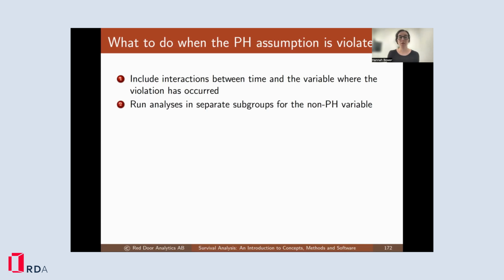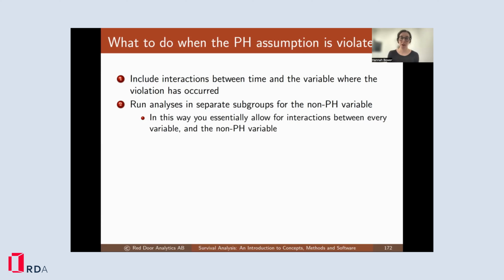Another thing that you could do is you could run analyses in separate subgroups for this non-proportional hazards variable. So you would make no assumption about the relationship between those two groups. So if we're looking at the grade variables, we would get hazard ratios for the hormonal therapy versus no hormonal therapy in those that had a grade 3 cancer and those that did not. So you would get very different hazard ratios, and that would also account for the non-proportional hazards assumption. So in this way, you essentially allow for interactions between every variable in your model and the variable that you have the violation of the proportional hazards assumption.